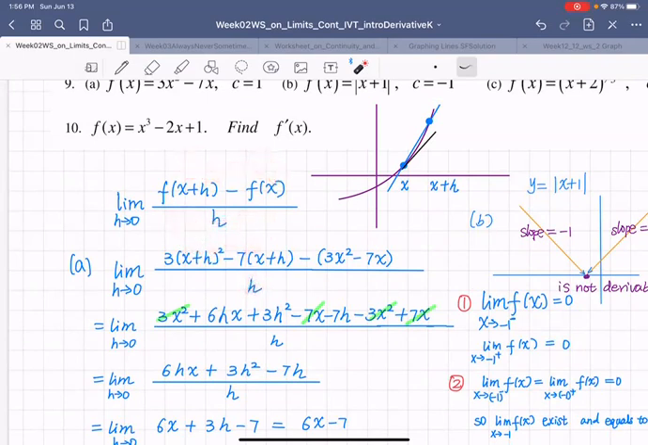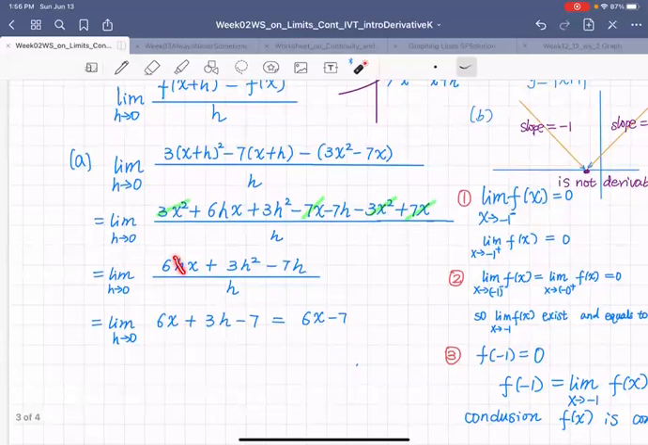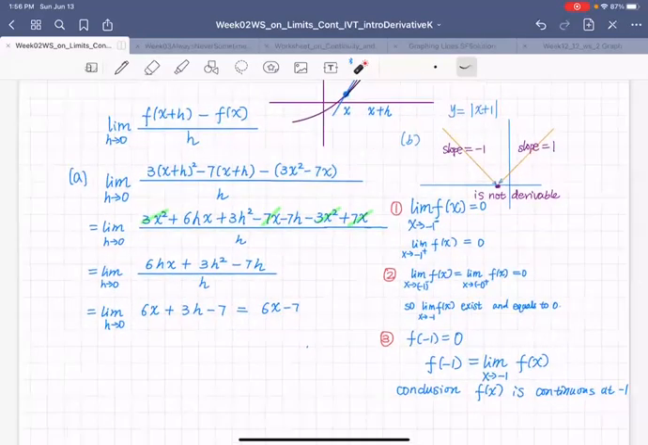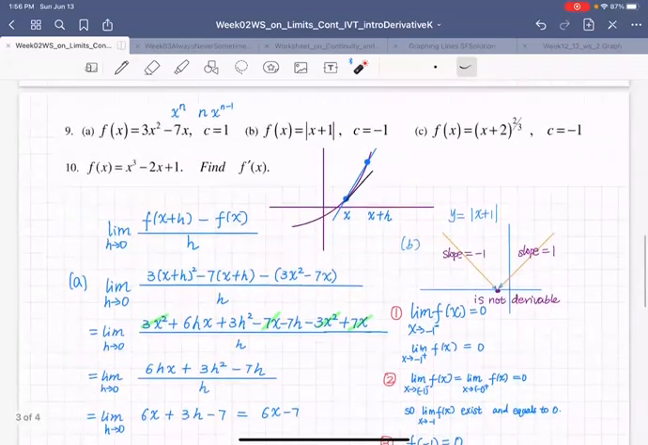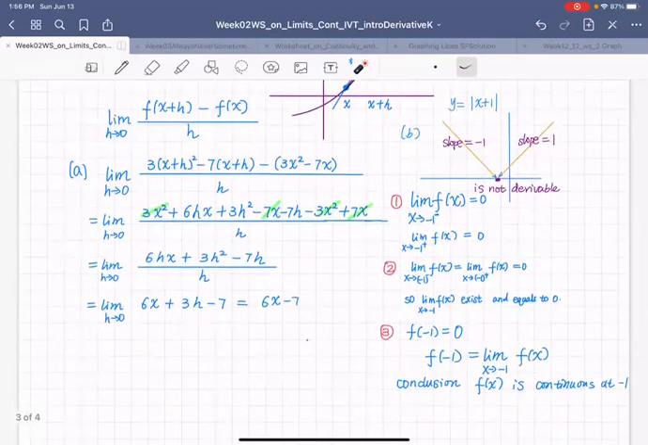Okay, now let's cancel this h. The 6x and then plus 3h and then minus 7, right? When h approaches 0, this guy can be gone. This is 6x minus 7, okay? So that means for this function, the derivative is 6x minus 7.